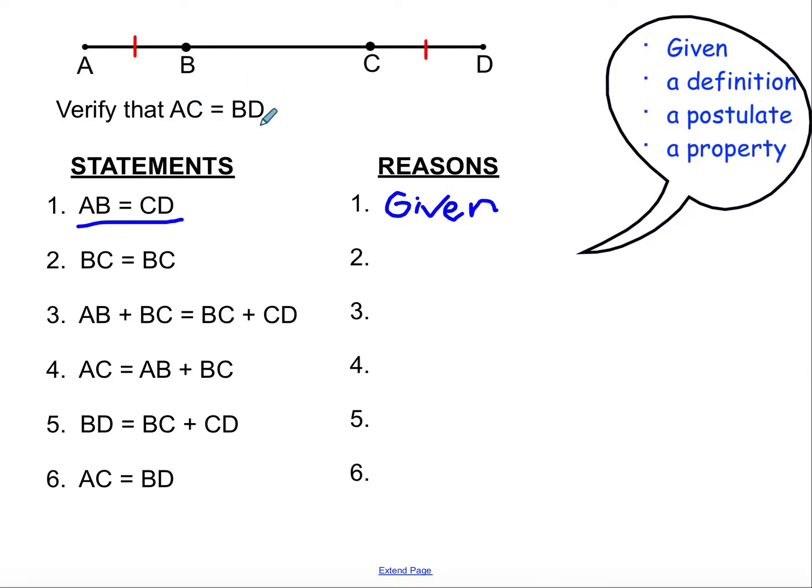Okay? Our next statement says BC equals BC. Well, that is quite obvious. Something equals itself. What's the property that allows us to say that? That's the reflexive property. Okay? That's the reflexive property. So, now that we have these two statements, what can we do with them? What can we do with these two statements?